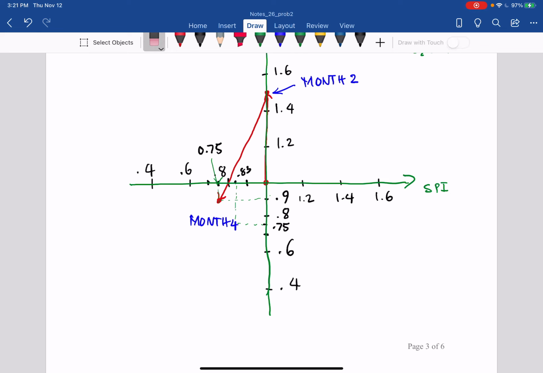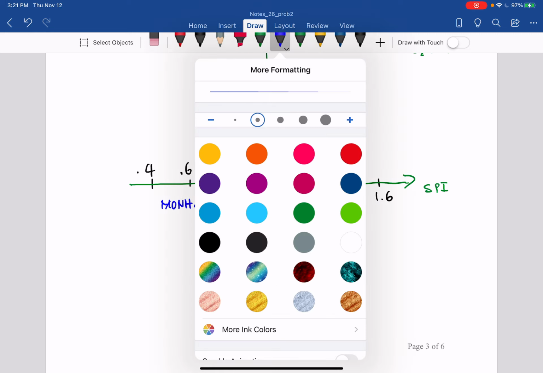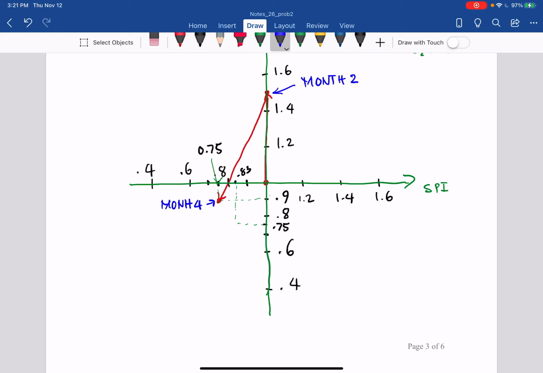So let me erase this first. Just put here, that's month 4 there, and then we have month 6, it goes down to here.